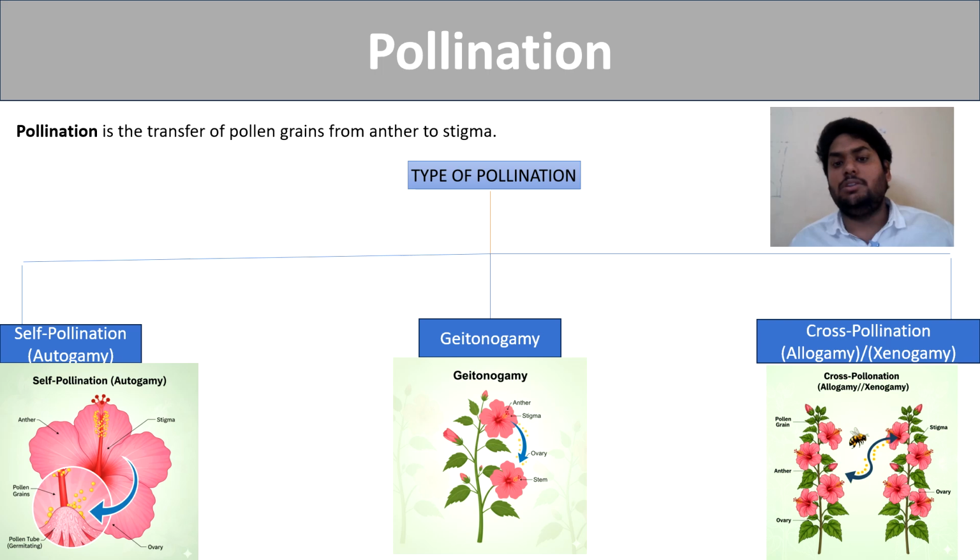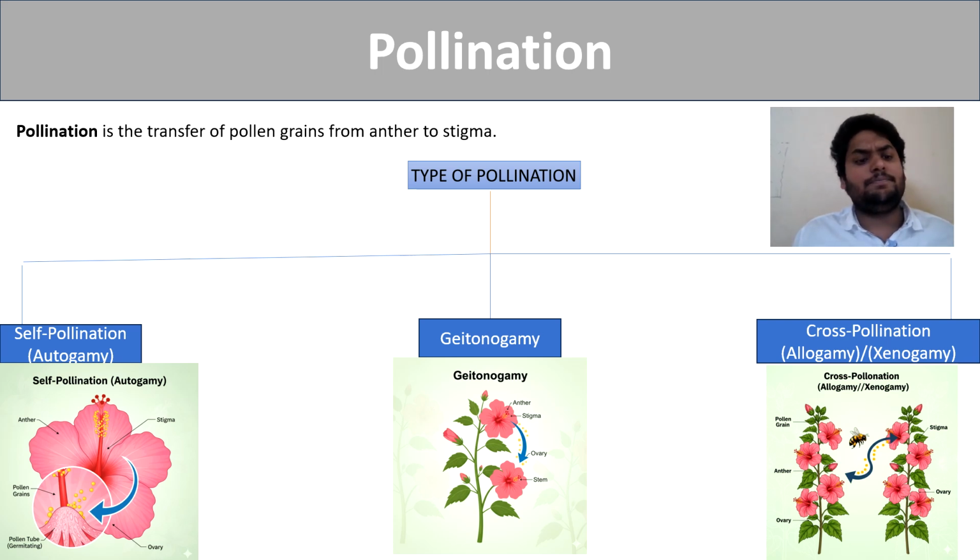Now we are going to our main topic, which is pollination. So what is pollination? Pollination is the transfer of a pollen grain from the anther to the stigma, from one part of the flower to another part of the flower. There are some methods for this, like types of pollination, as you can see.